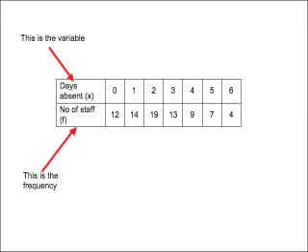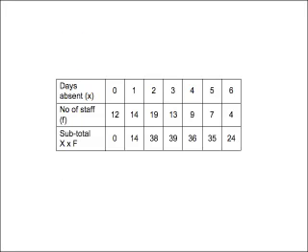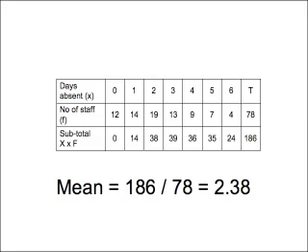Now remember what we did with the ages of the children. We're now going to multiply each number of days absence by the number of staff that were absent for that period. So nothing times 12 is nothing in the first column, 1 times 14 is 14 in the second column, and so on. Those subtotals we can then add up to find 186 days of absence. But we have to add up the number of staff, the frequencies, to work out how many people were taking the time off. So the mean is 186 divided by 78, and that comes to 2.38, just over 2 days.